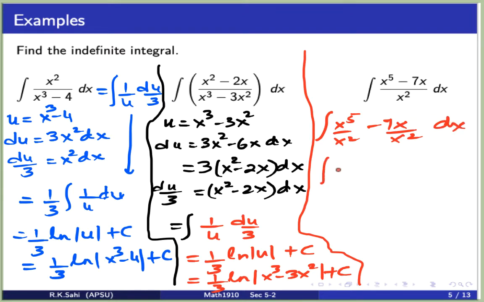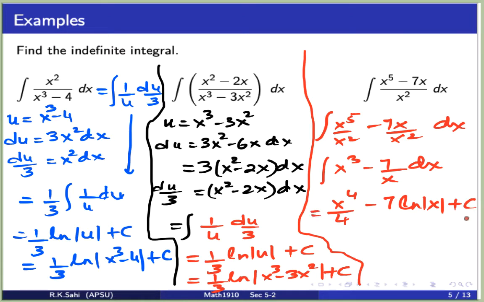So now apply the exponent rules: x cubed minus 7 over x dx. Now we know how to solve this one. It's a pretty simple one now. So the integral is x to the 4th over 4 minus 7, and 1 over x, remember, is natural log of x, plus the final answer with a c, plus c. So these were polynomials and rational functions over here. Now we are going to look at some trigonometric functions.